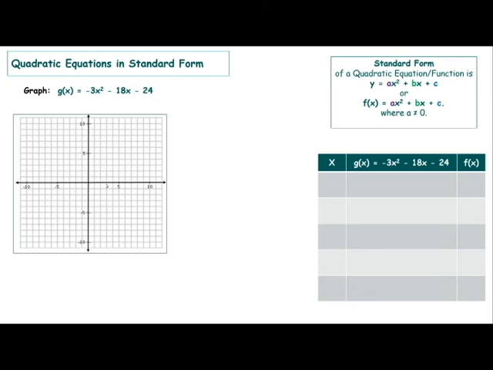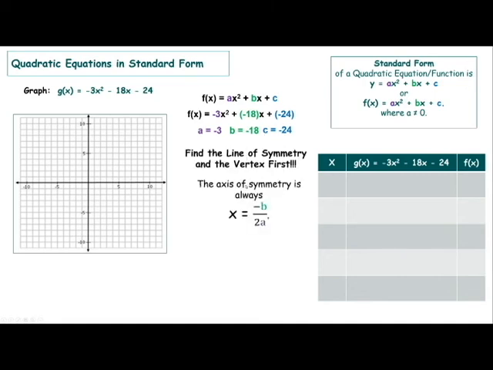Here's one more. Again, I'm going to recommend that you try this one on your own before watching me do it. I'm going to do this one just a little bit faster because you should be getting good at it. When I look at this, my A is a -3, my B is a -18, my C is a -24. Knowing that, I can take this pattern that I'm memorizing and get -18 over 2 times -3, and I get my axis or line of symmetry at x equals -3.